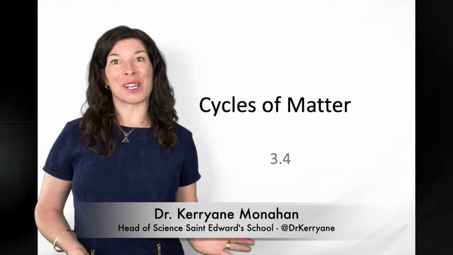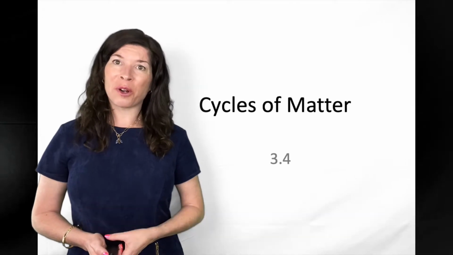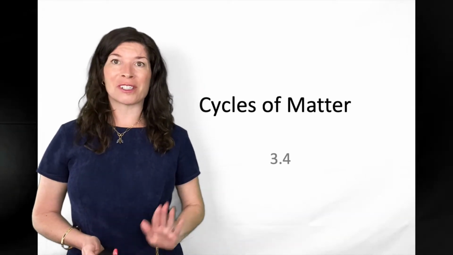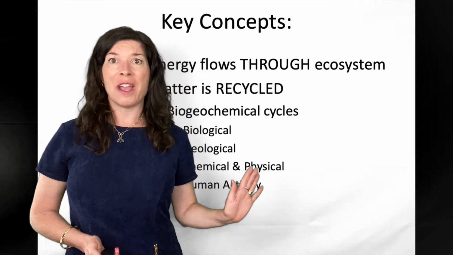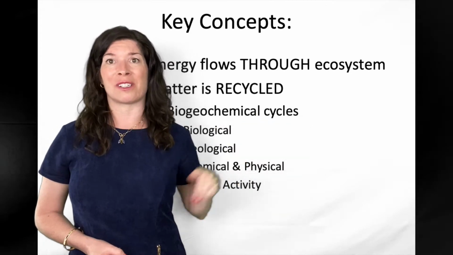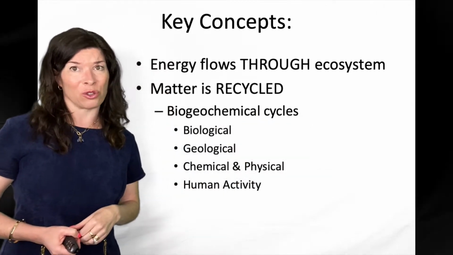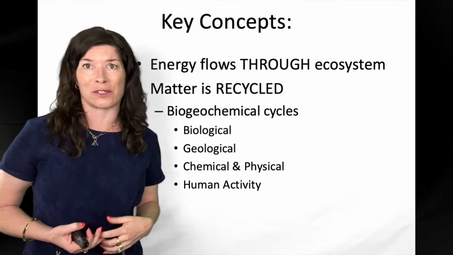We're going to learn about the cycles of matter today as part of our ecology unit. There are some important things we want to remember. First, let's think back to what we learned about how energy flows through an ecosystem. And that's exactly the key. It flows through an ecosystem. We're going to lose lots of usable energy in the form of heat due to the inefficiency of energy transformations.